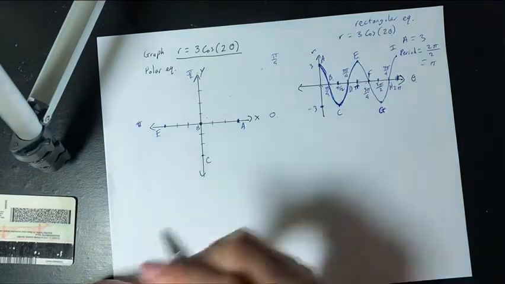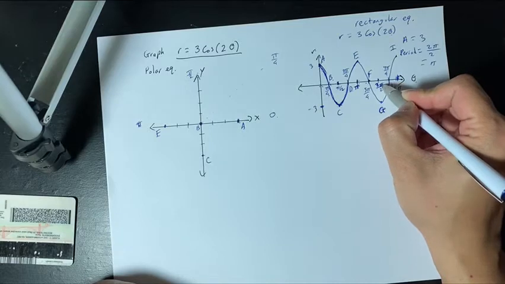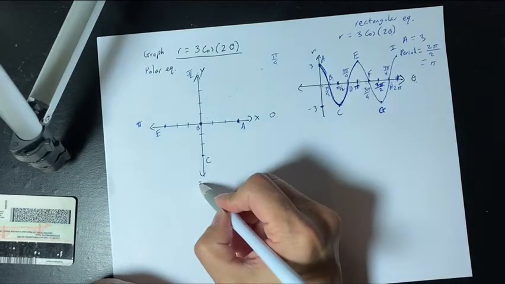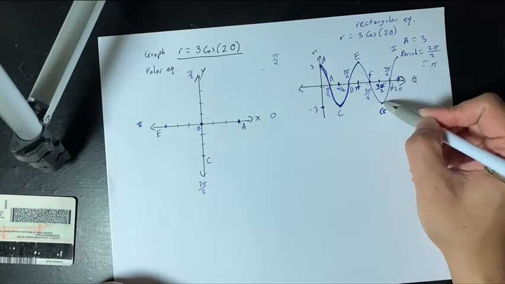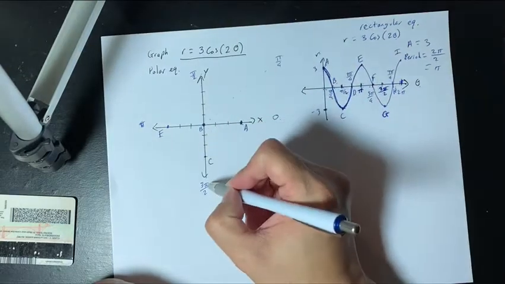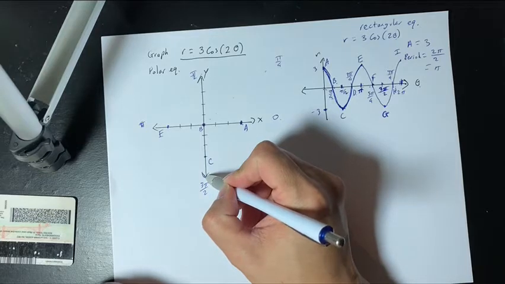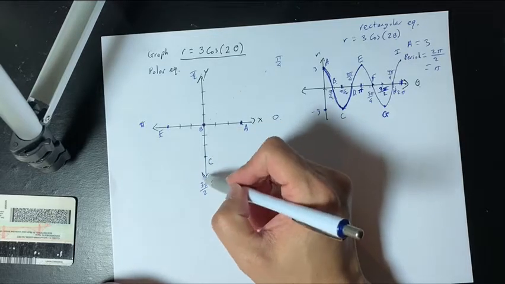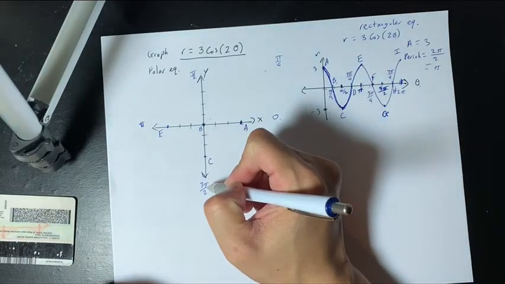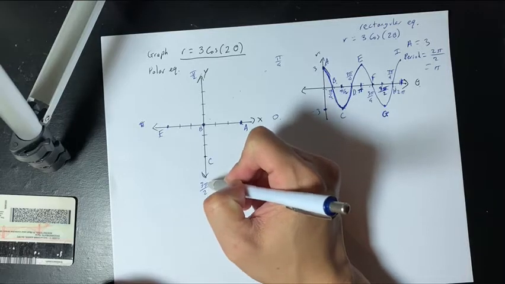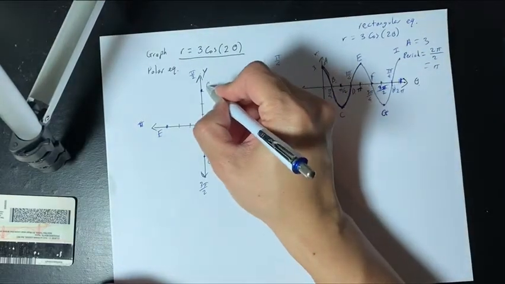G is the angle 3 pi over 2. So this is 3 pi over 2, that's pointing downward. But at 3 pi over 2, my radius is a -3. So at 3 pi over 2, which is pointing downward, if your radius is a -3, you're not going to go towards this direction. You're going to go in the opposite direction. So at 3 pi over 2, a radius of -3 means I actually would go up. So you end up right there. So this point G is going to be up here.